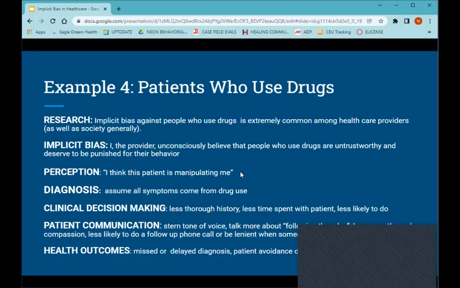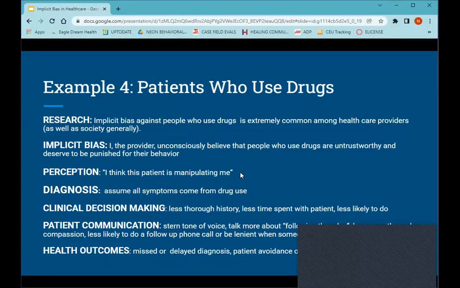When you have those associations, and there is specific research on associations about deserving to be punished, providers feel like people who use drugs deserve to be punished for their behavior, whereas people don't feel like patients with diabetes need to be punished for not managing their diabetes. We feel like people who use drugs need to be punished for using drugs in their addiction. So that is going to influence our perception in that we tend to see these patients as more manipulative, untrustworthy. We want to come down on them. We want to be strict because you think they deserve punishment.